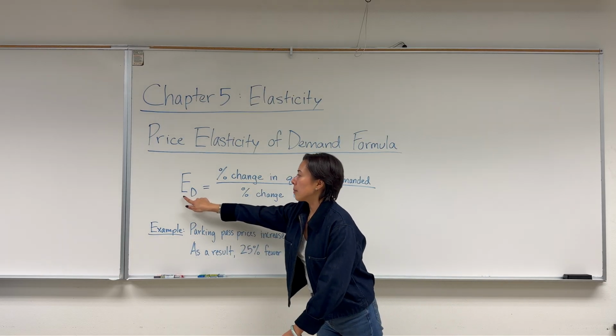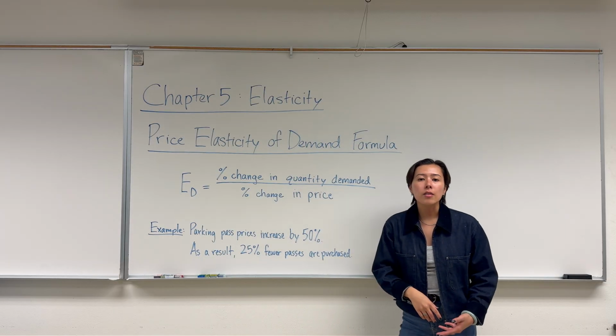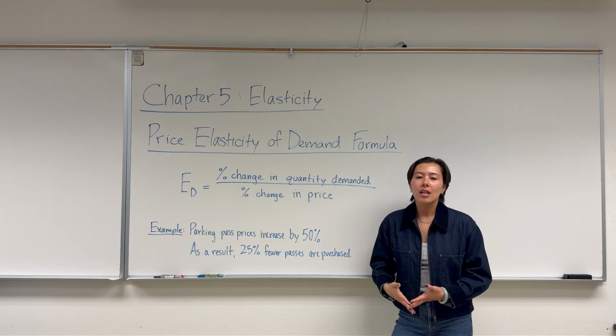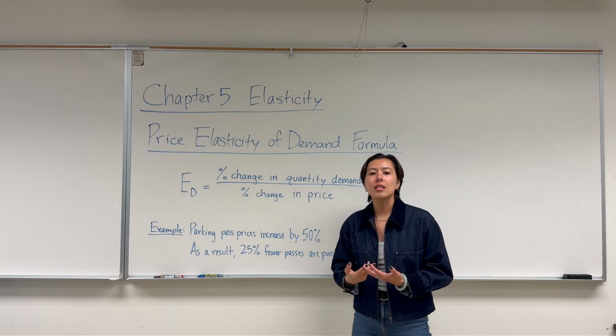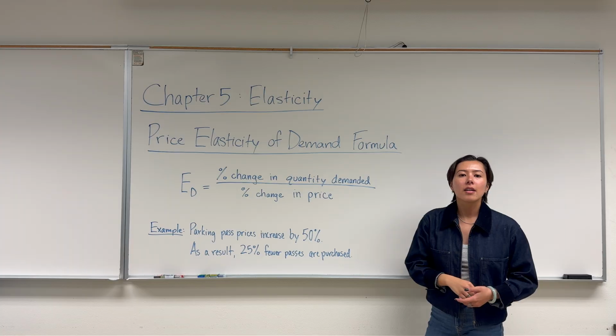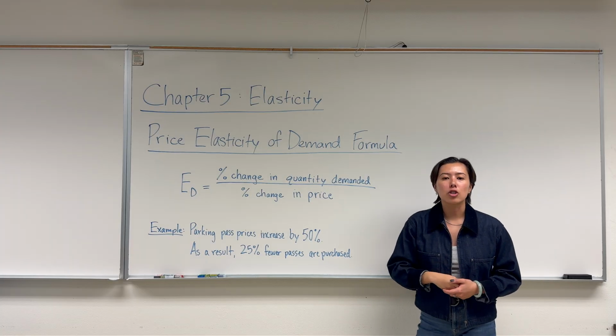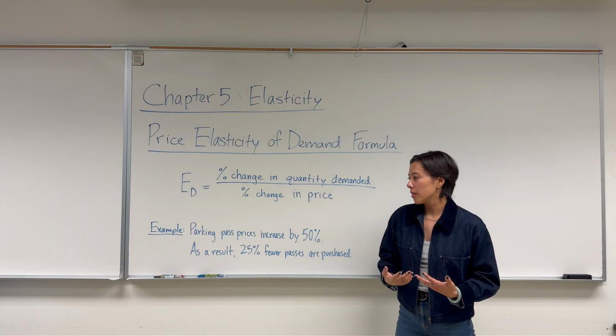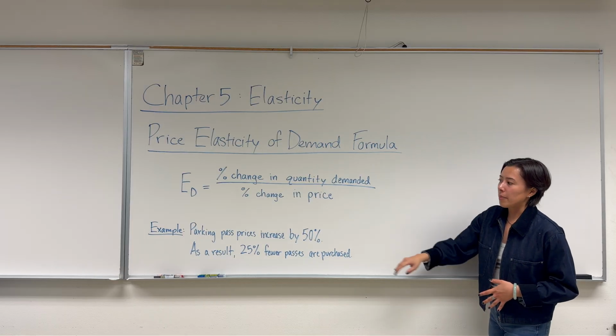So this E sub D is our math shorthand for the price elasticity of demand. And we're going to calculate this price elasticity of demand by taking our percentage change in the quantity demanded and dividing it by our percentage change in the price for a good. So let's do a quick example here.